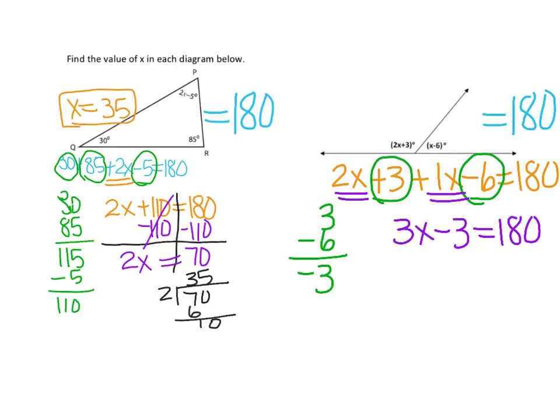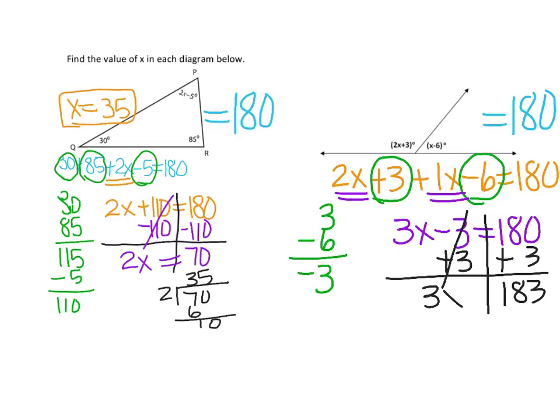To solve it, I'm going to work it out like a regular equation. Instead of taking away 3, I'm going to add 3. Those cancel out. On the right side, it says 180 plus 3. That makes 183. And then again on this side, I have 3x. I'm going to bring it down and put it here. 3x equals 183. If you know it, great. If not, let's set up a division problem.